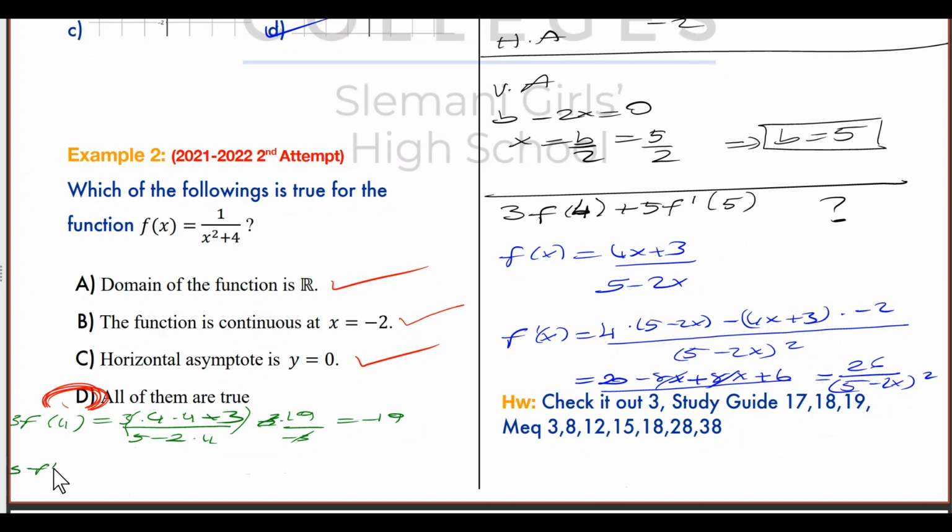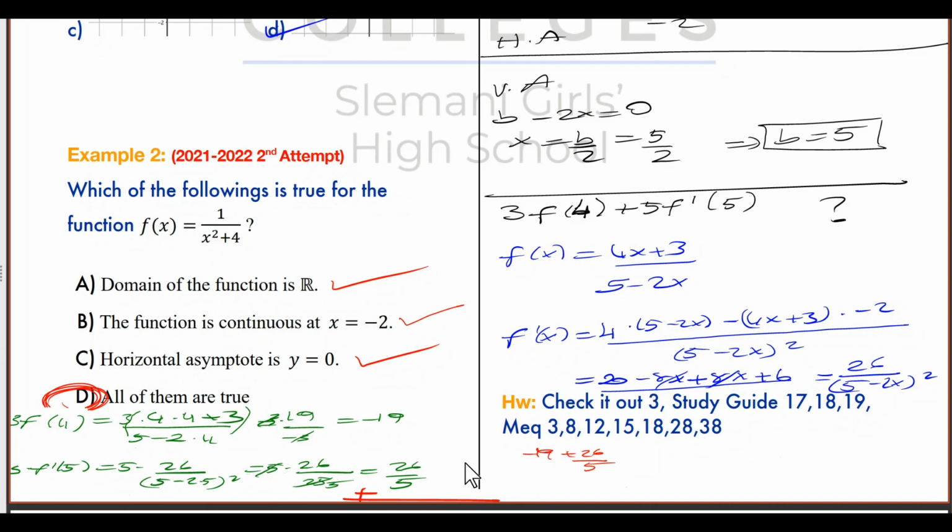5 times f prime of 5, which is 26 over 5 minus 2 times 5 squared. So that's 5 times 26 over, 2 times 5, 10, 5 minus 10 is minus 5, squared, 25. Simplify. It's going to be 26 over 5. So I got negative 19 and 26 over 5. I'm supposed to add them up, right? So let's add them. Negative 19 plus 26 over 5.